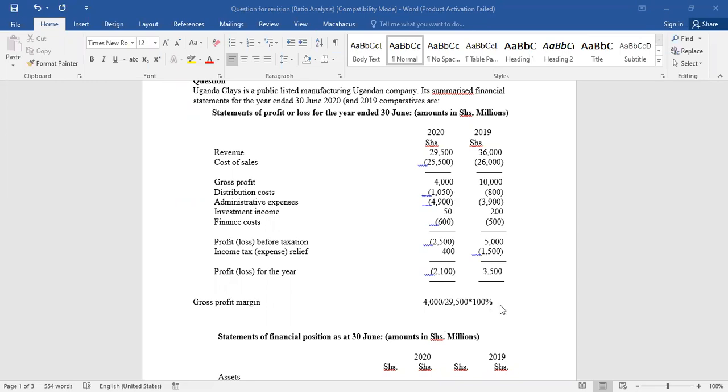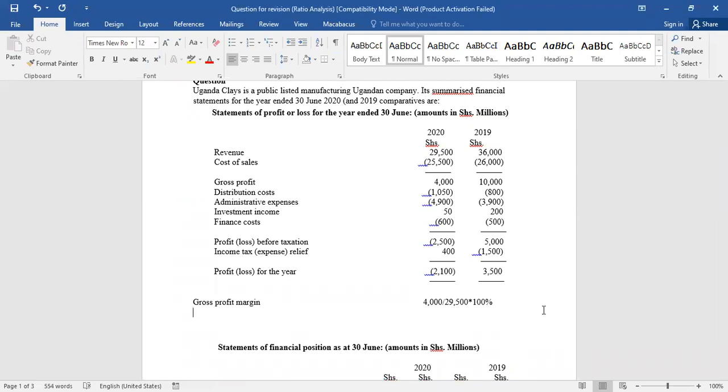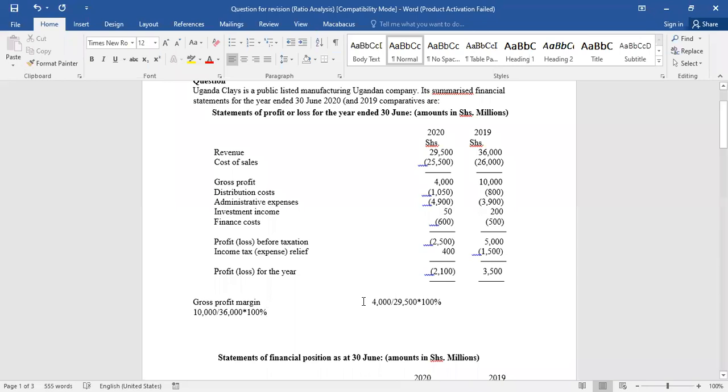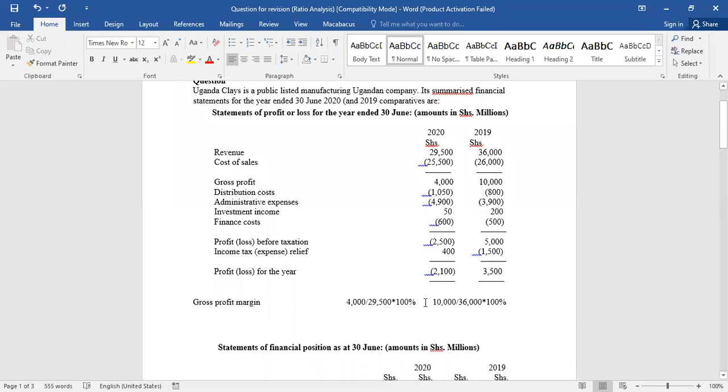So the computation you will get, I don't know how much. Someone can share with us the figure in the chat so that I don't turn to the Excel. Now this is for 2020. Then for 2019, you do the same. You get the gross profit of 2019 divided by the sales. You're just applying the ratio. Really, there's no magic or something like that. Someone can share with us the figure, please.